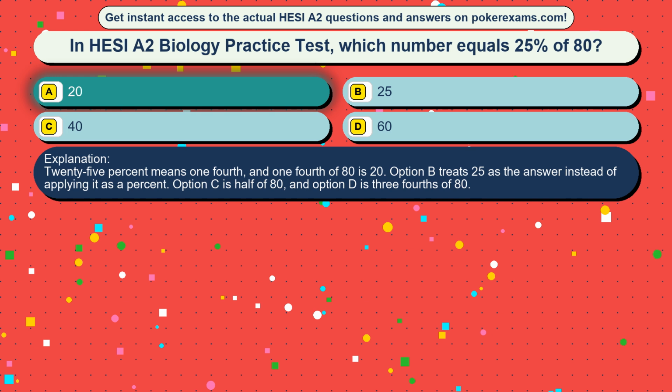25% means 1/4, and 1/4 of 80 is 20. Option B treats 25 as the answer instead of applying it as a percent. Option C is half of 80, and option D is 3/4 of 80.